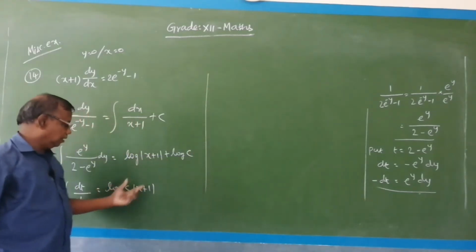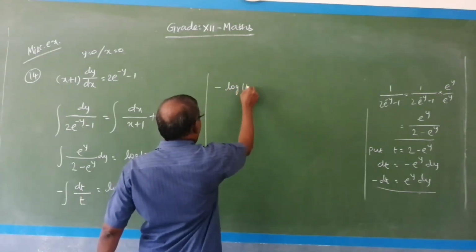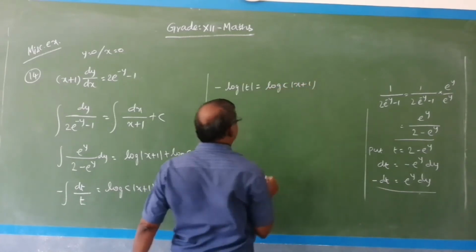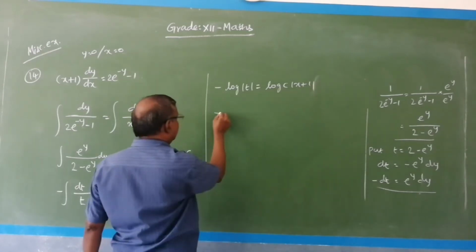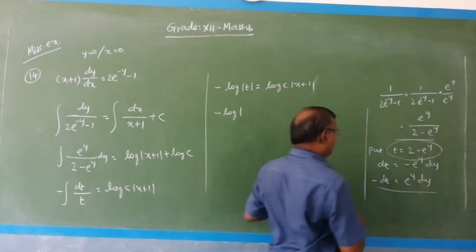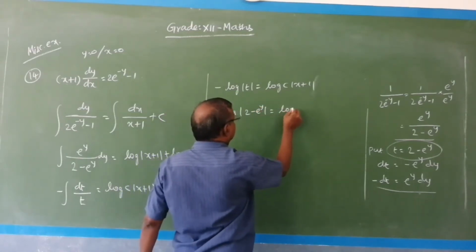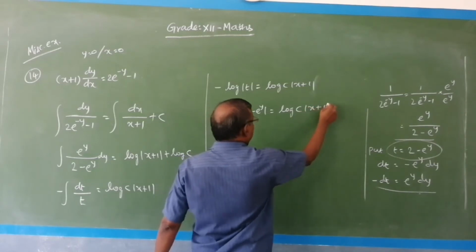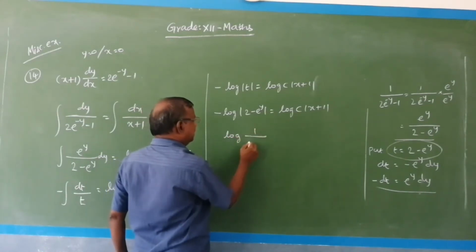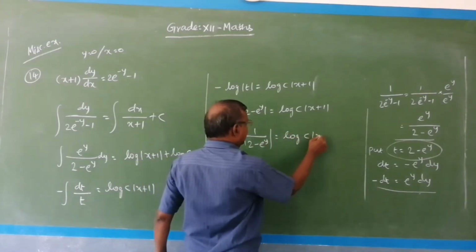Log a plus log b equal to log ab. So, this is minus 1 by t, that means minus log of modulus of t equal to log c into modulus of x plus 1. What is t? t equal to 2 minus e power y. So, minus log of 2 minus e power y equal to log c into x plus 1. Minus term, we can bring it inside, that will be log of 1 by 2 minus e power y, which is equal to log of c into modulus of x plus 1.